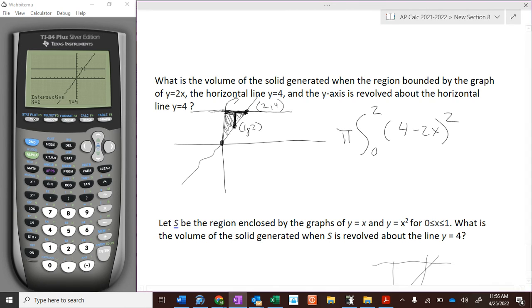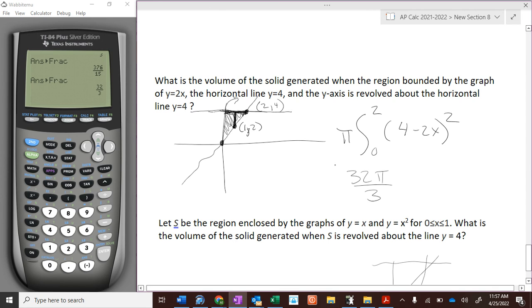So y equals, clear. We're going to graph pi times (4 minus 2x) squared. Second trace, 7. It'll graph it for us. Go 0 to 2. It's 10.67. Math, turn it into a fraction, please. So it's 32 pi over 3. We good with that?